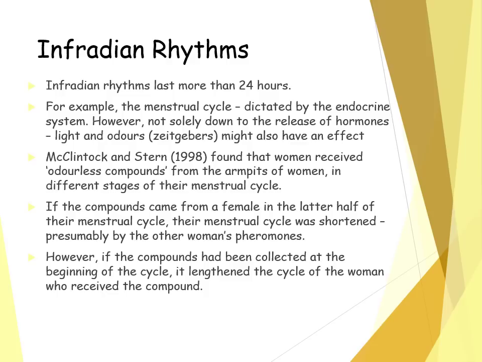So moving on to infradian rhythms, so they are rhythms that last more than 24 hours. So for example, the menstrual cycle. So that's dictated by our endocrine system.